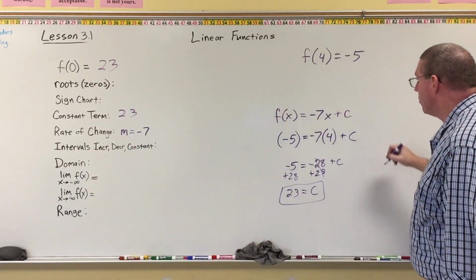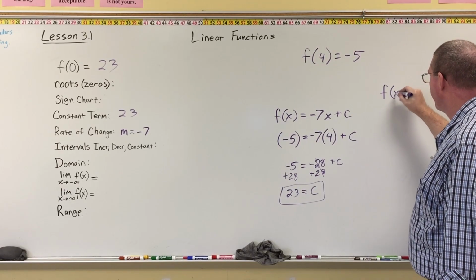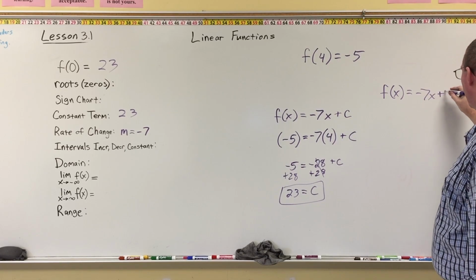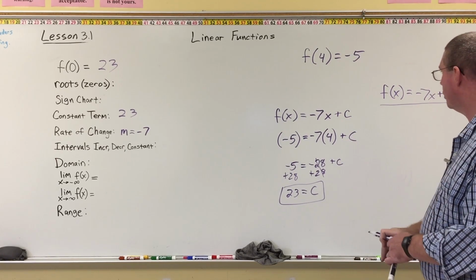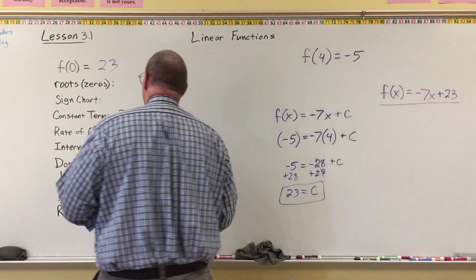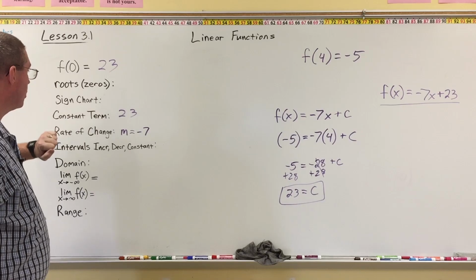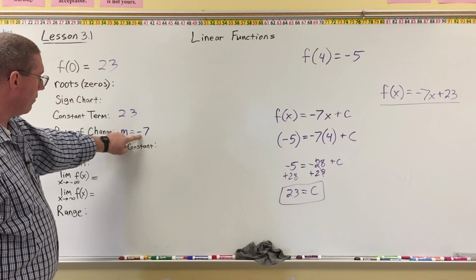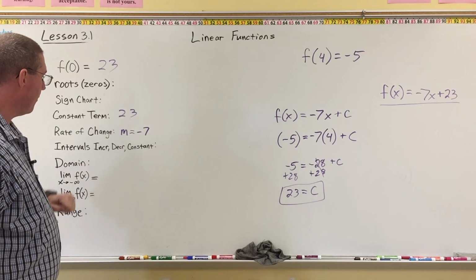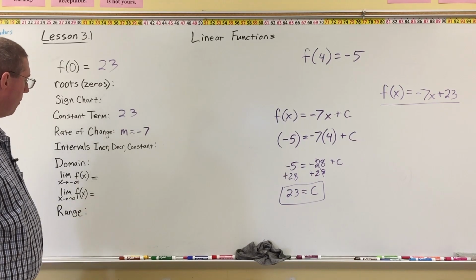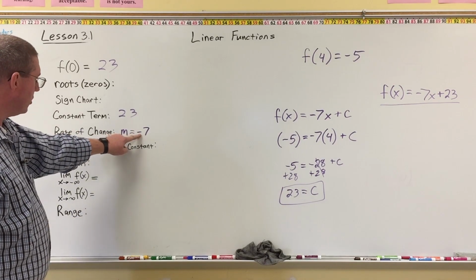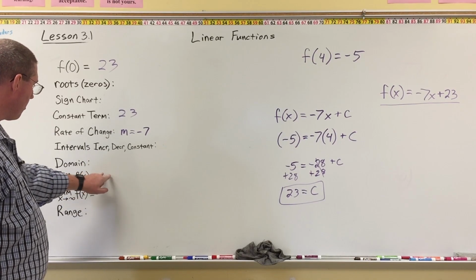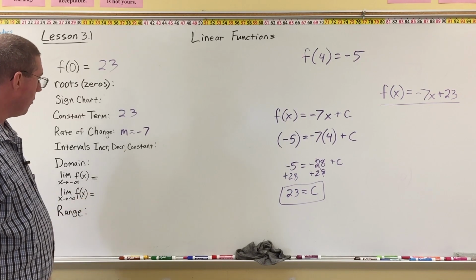And so now we can write it as f of x equals -7x plus 23, okay? And now this is our linear function. Now we can take that linear function and we can identify the roots, we can identify the sign chart, we can identify the intervals of increase or decrease, but we know it's an interval of decrease because the rate of change is negative. The domain we know is -∞, +∞. Range is -∞, +∞. Because the rate of change is negative, we know that as x approaches -∞, f of x is approaching +∞, and the opposite down here, okay?